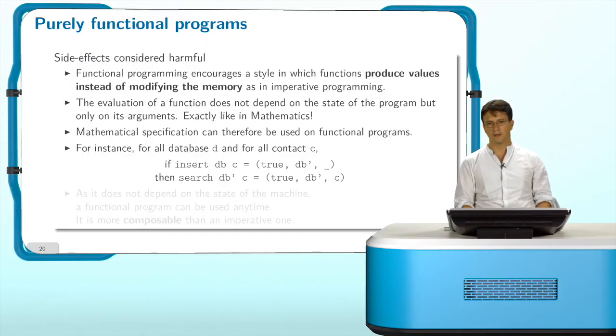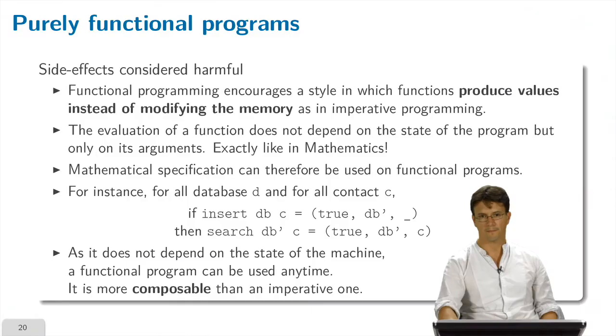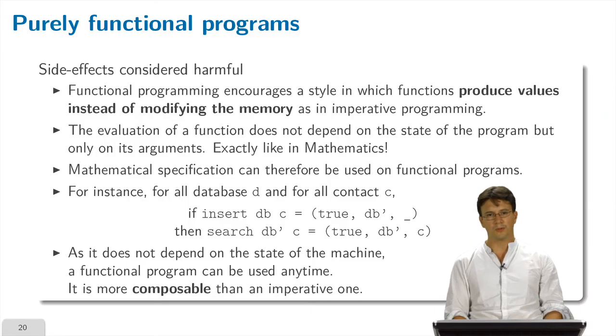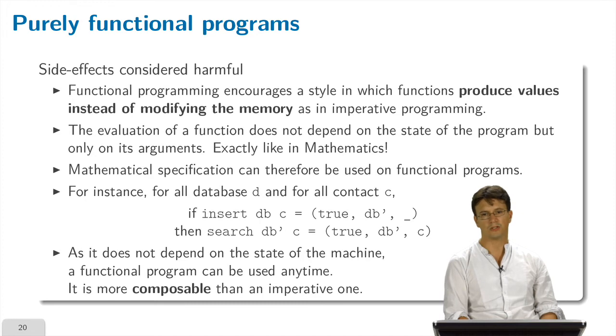For instance, a valid specification for our engine is the fact that if you insert a contact in a database and just after that you delete it, then you get a database which is exactly the same one that you gave initially. As it does not depend on the state of the machine, a functional program can be used anytime. That means that it is more composable, it can be adapted to more contexts than an imperative one.